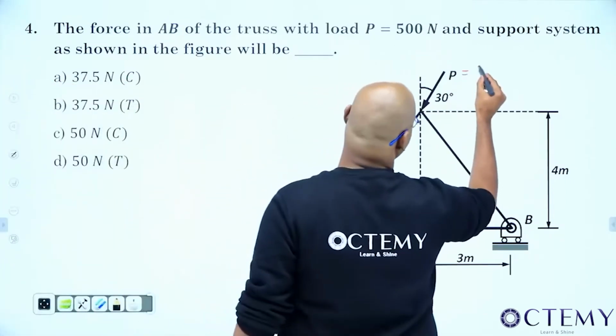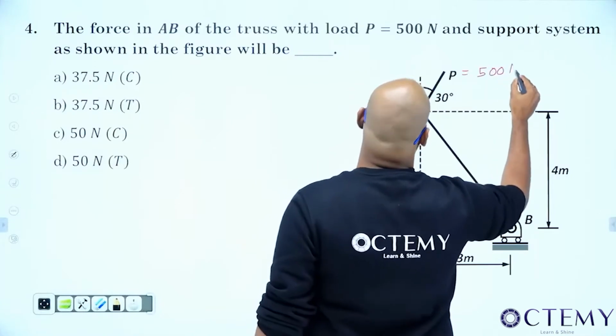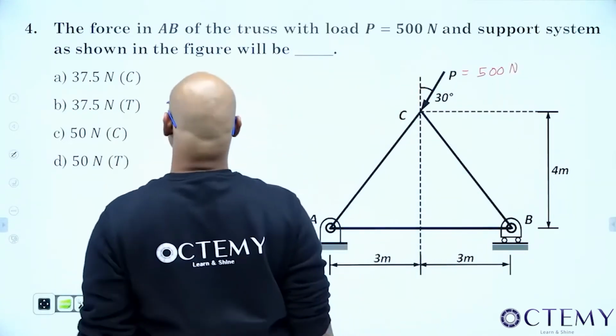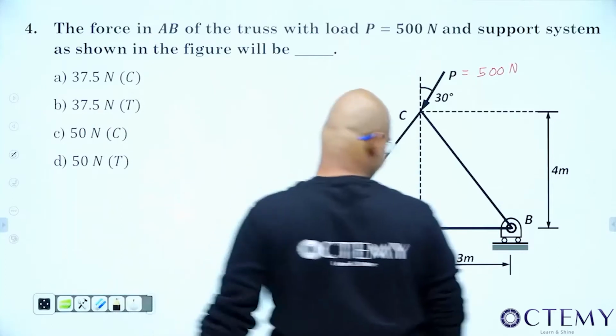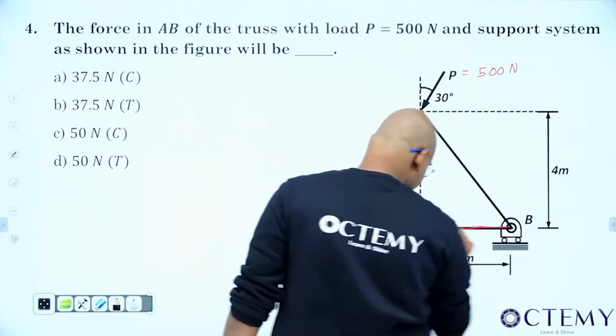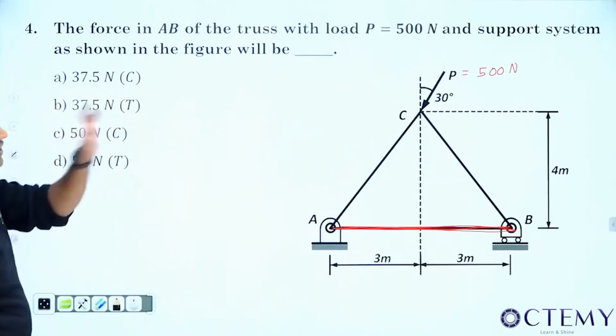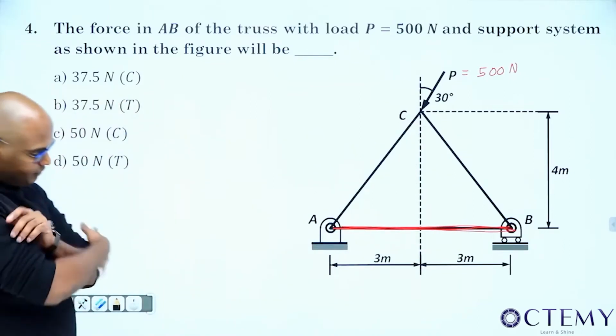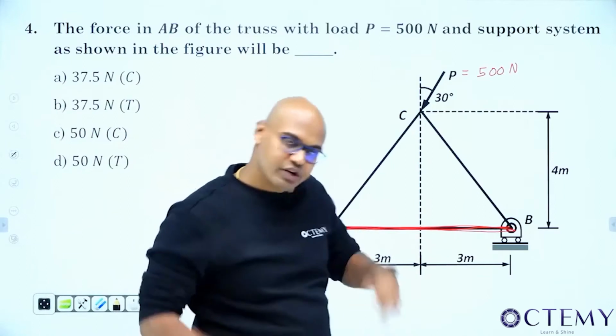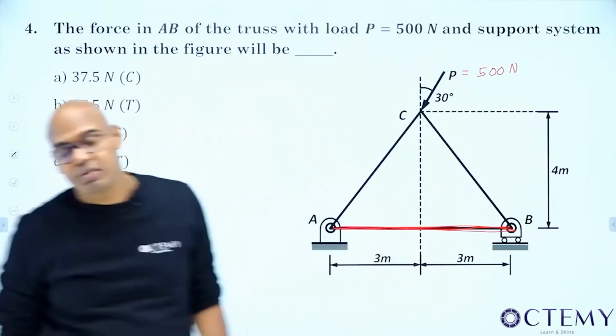500 newtons. It is given 500 newtons. Okay. And the support system as shown in the figure. So he's asking the force in AB of the truss. Where is AB? This is AB. He's asking the force in this member AB when P is equal to 500 newtons. Now if you draw for A or B, draw for anything, A or B, what's the problem happening?